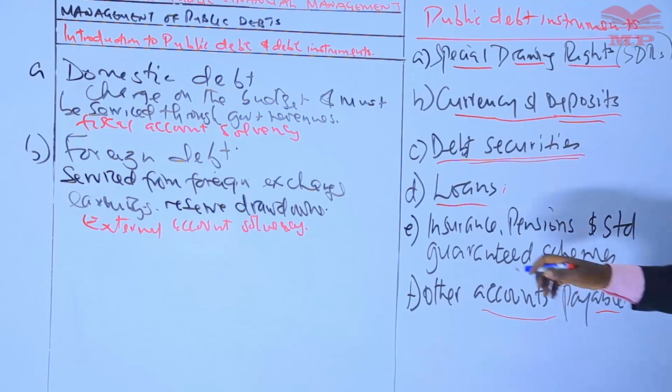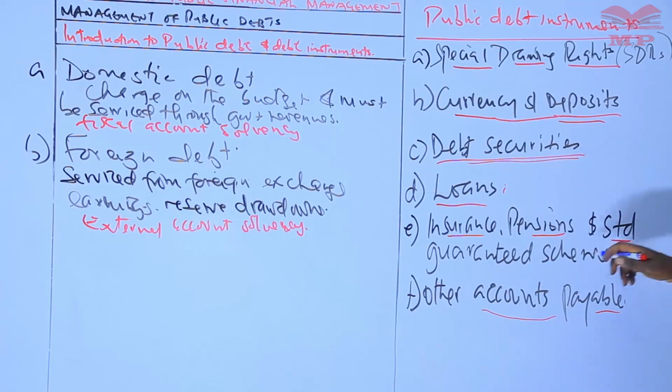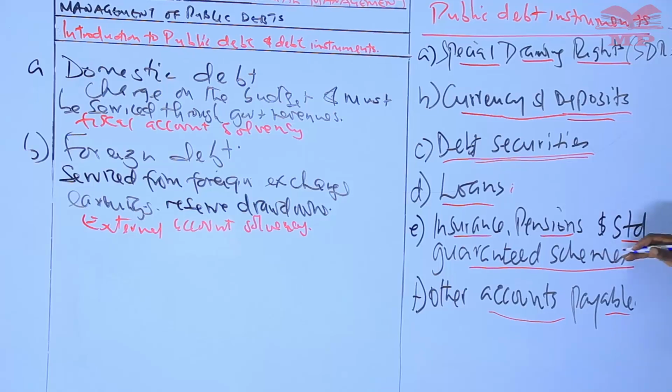Then five, insurance, pensions, and standard guaranteed schemes. Now, these comprise the non-life insurance technical reserves, the life insurance and annuities entitlements. We have pension entitlements. These could also include what we call the claims of pension funds on pension managers. We also have entitlements to non-pension benefits, provision for calls under standardized guaranteed schemes, and so on. That's what constitutes insurance, pensions, and standard guaranteed schemes under public debt instruments.